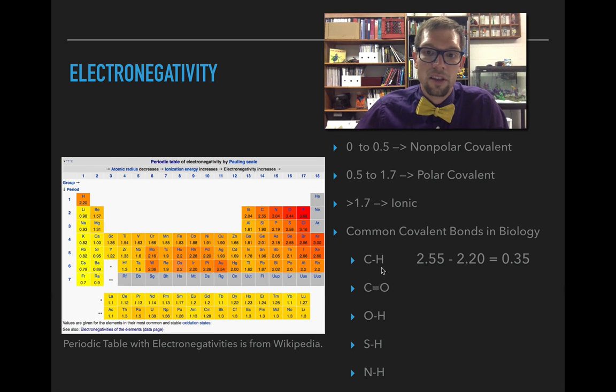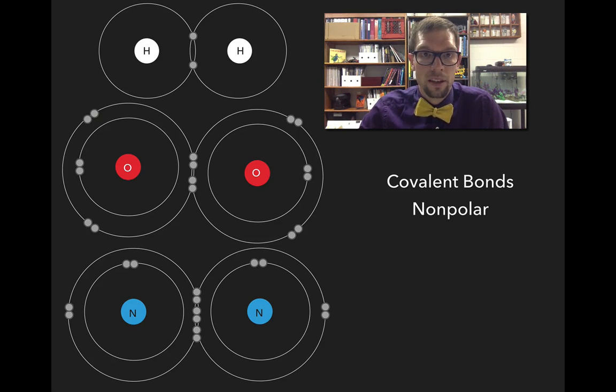So you can see with this one right here that I calculated, hydrogen has a 2.2 and carbon has 2.55, so you'd subtract these to get the difference between them, and it's 0.35, so this means that this bond here is going to be nonpolar covalent. Now if you look at a different one like a carbon oxygen bond, the difference is going to be larger, so it's going to actually be a polar covalent bond.